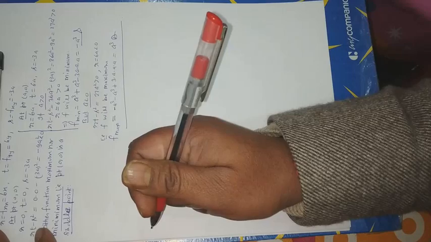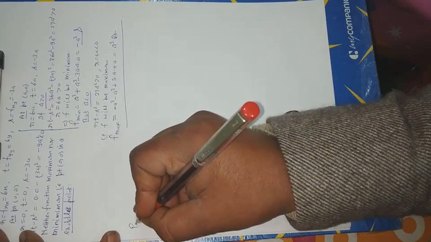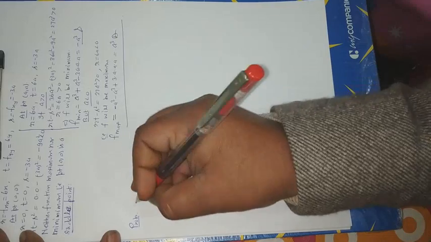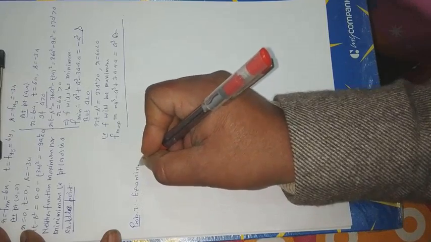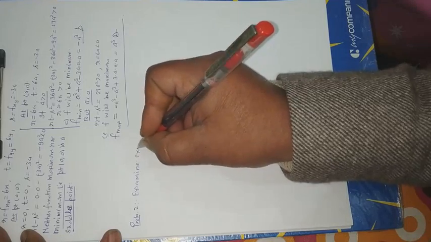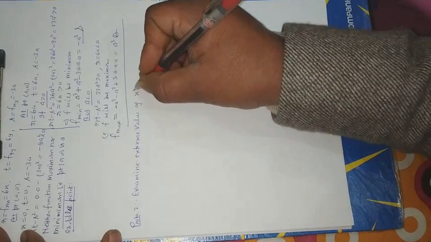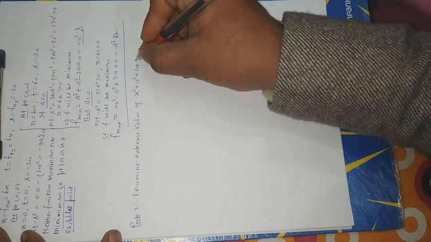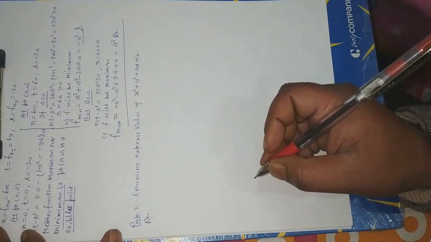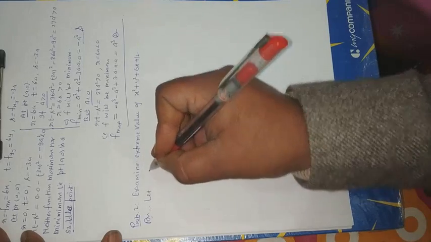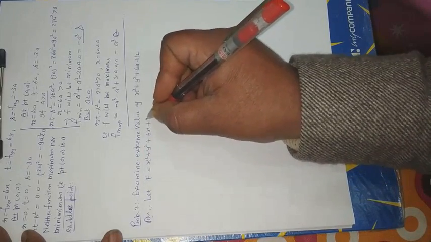Now next problem. Problem number 2. Examine the extreme value of x square plus y square plus 6x plus 12. Okay, student. Let f equal x square plus y square plus 6x plus 12.